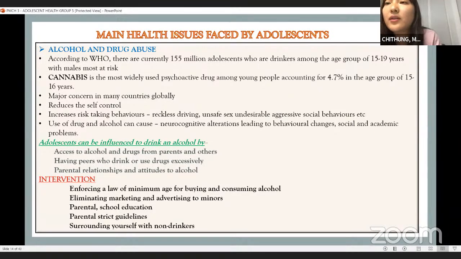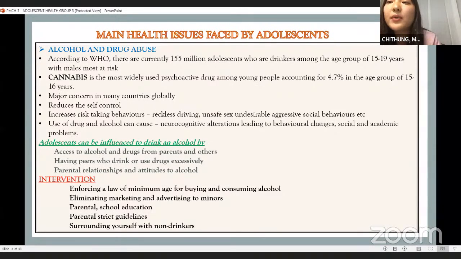Cannabis is the most widely used psychoactive drug among young people, and people who abuse alcohol and drugs have reduced self-control and increased risk-taking behavior like reckless driving, unsafe sex, and undesirable aggressive behaviors. It can also cause neurocognitive alterations leading to behavioral changes, social and academic problems.